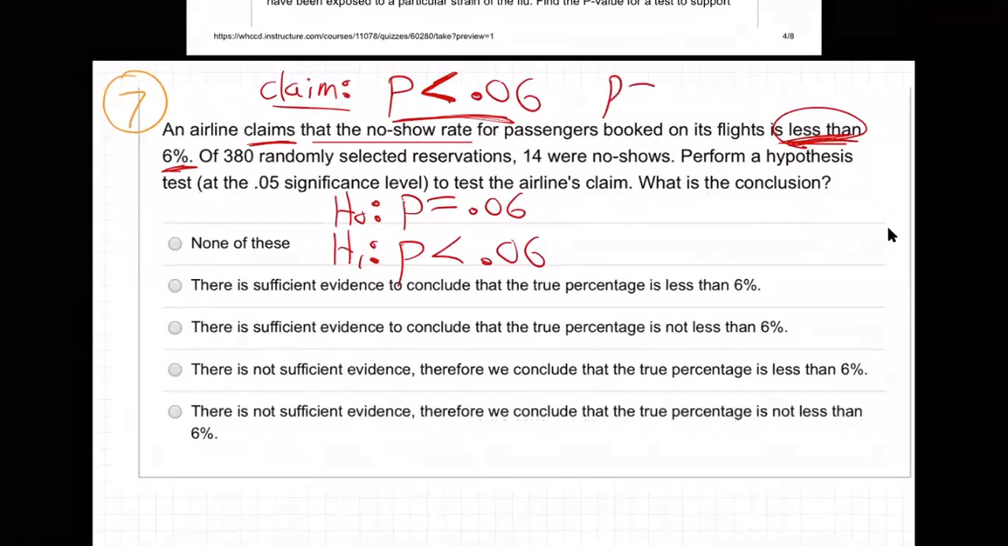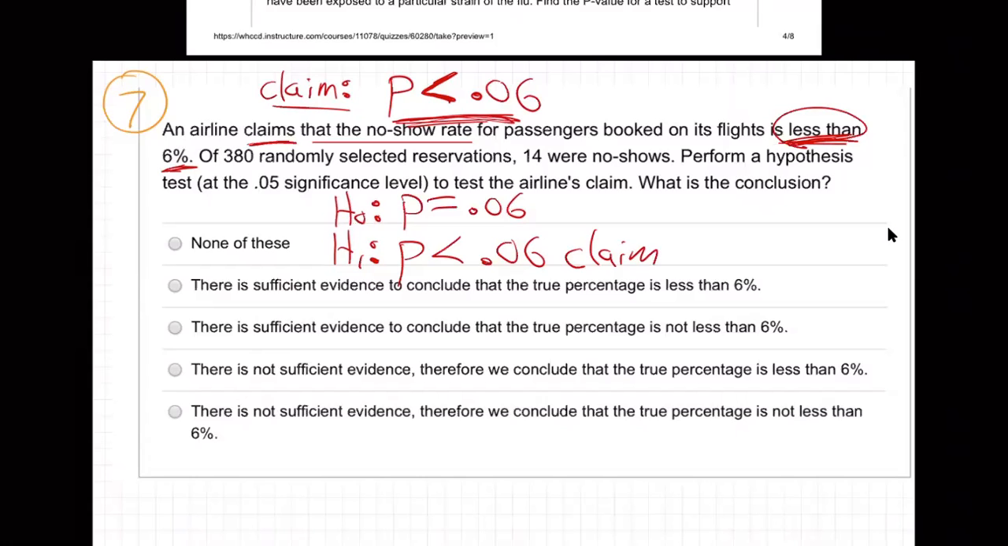So if the claim was equals, and sometimes it will be, we'll see that on the practice exam today. Sometimes the claim is equals. In that case, the claim would be the same as H0. But in this problem, the claim is less than, so the claim is actually H1. One of the two is always the claim.